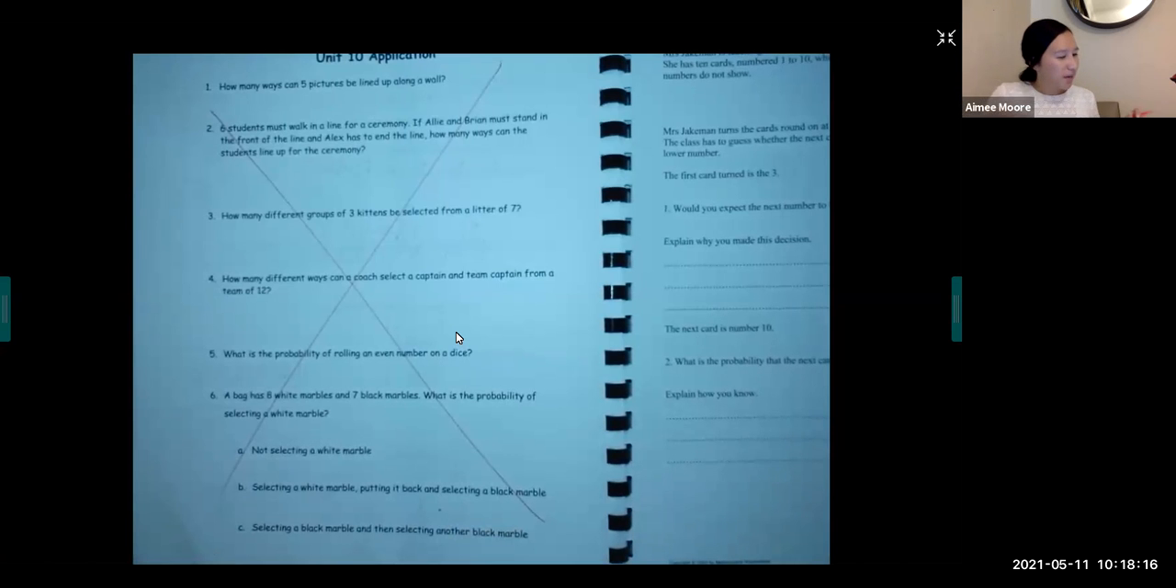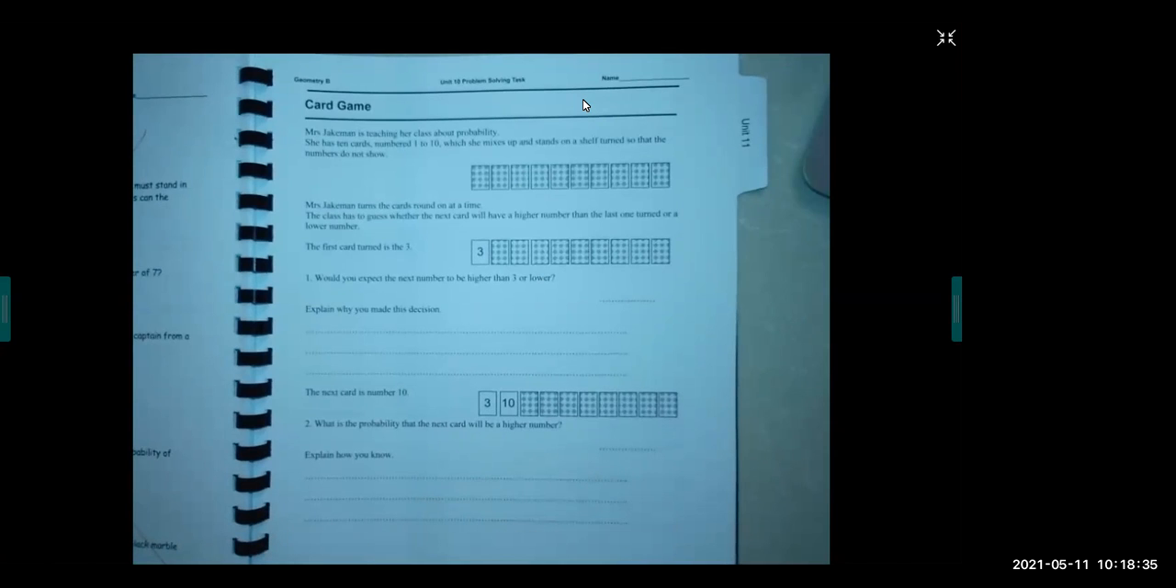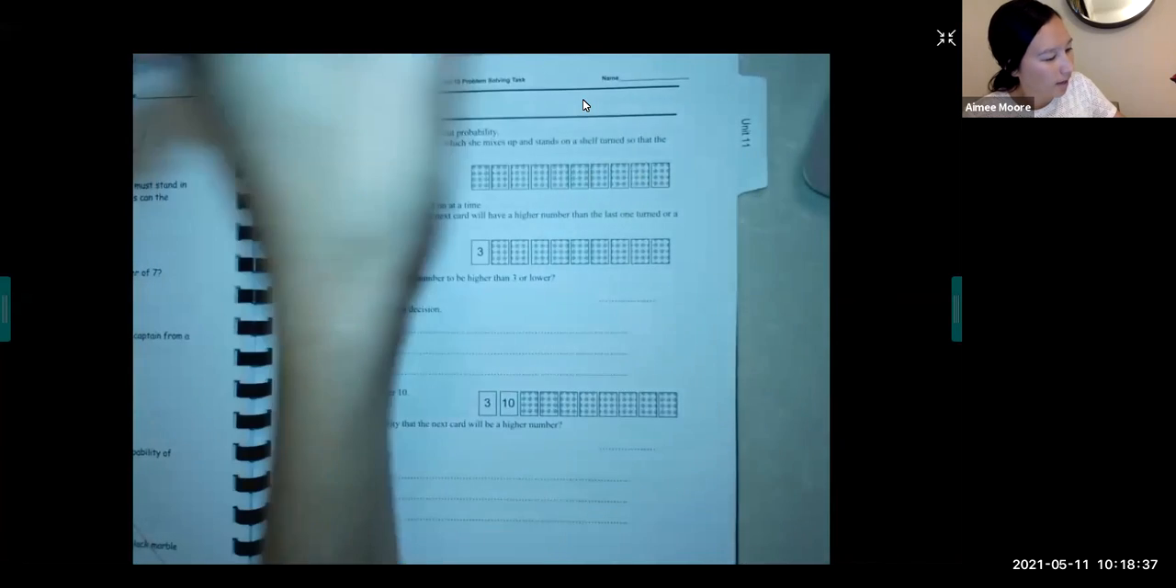Apparently. We could probably do the study guide and the test because we just have the problem solving task and then study guide and test. Hey, Jose, we're on page 71. Right as Jose pops in, it's about cards.